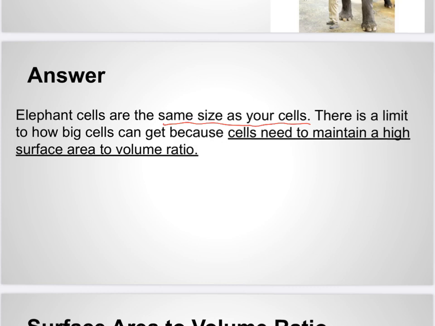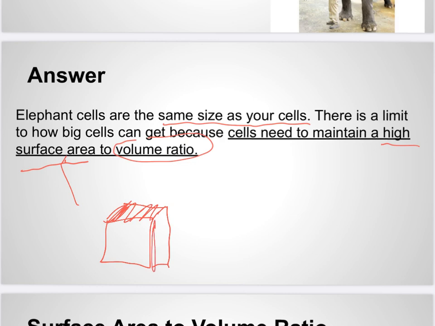And the reason for that is that cells need to maintain that high surface area relative to their volume. So they want a high surface area to volume ratio. So let's make sure we understand what those terms mean, right? Surface area is how much surface something has. So for example, if you had a box and you wanted to know how much wrapping paper you needed to cover every surface of the box, that would be the box's surface area.